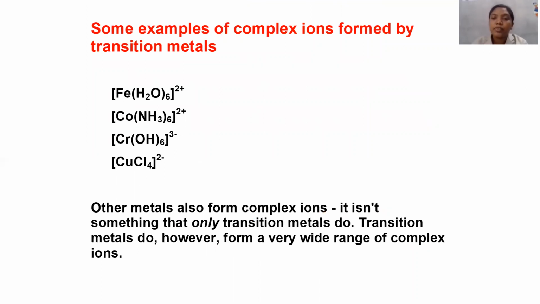Some examples of complex ions formed by transition metals are Fe(H2O)6 2+, Co(NH3)6 2+, etc. Other metals also form complex ions. It isn't something that only transition metals do. Transition metals do, however, form a very wide range of complex ions. So these are the stable oxidation states of transition elements.